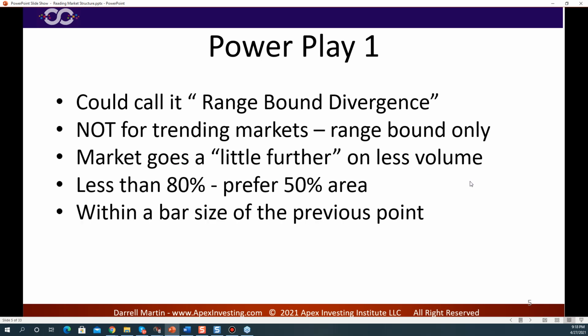Now, here's the difference though. Here's the big kicker. This is the first big kicker to understand in these: range bound, not trend. Range bound, not trend. The other big difference with this range bound divergence, the other big difference with this range bound market goes a little further, is it cannot go further than a bar size. Meaning what? How far would that be? Who can tell me?